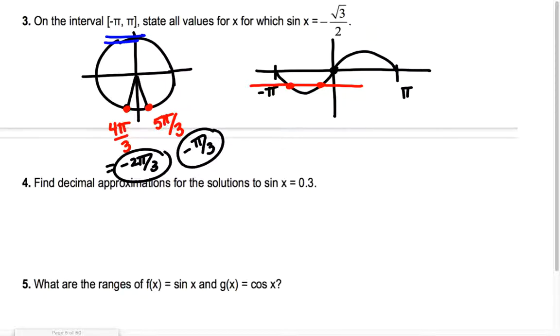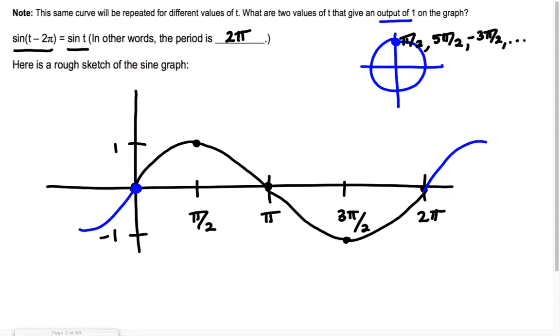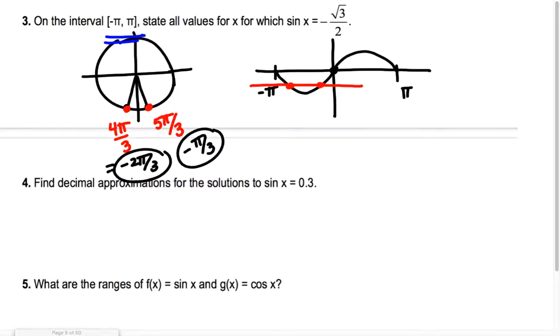Okay, so let's get to the weirder ones. We're going to use our calculator on the next one. It says find decimal approximations for the solutions to sine of x equals 0.3. So what this is saying on our sine curve is, when are we at a height of 0.3? Do you guys see it's going to be two answers between 0 and pi? And then it continues. There's going to be an infinite number, right? Does that make sense? Okay, so we can think about it with the sine curve or we can think of it with the unit circle.